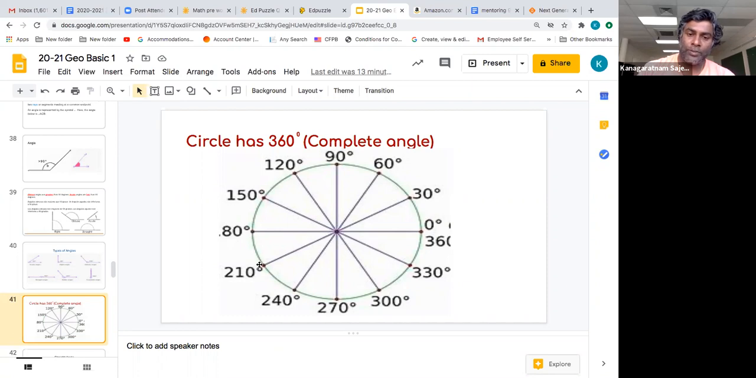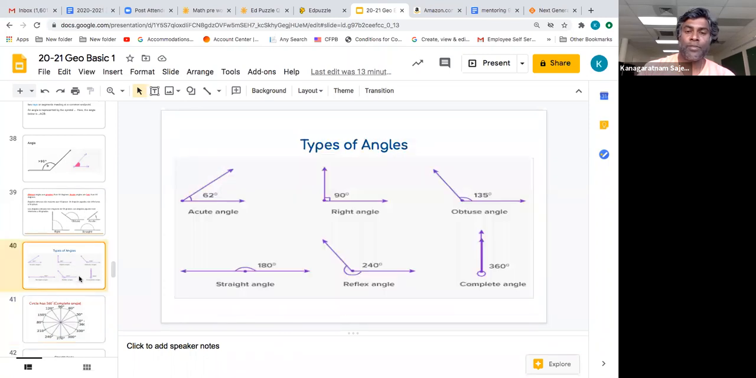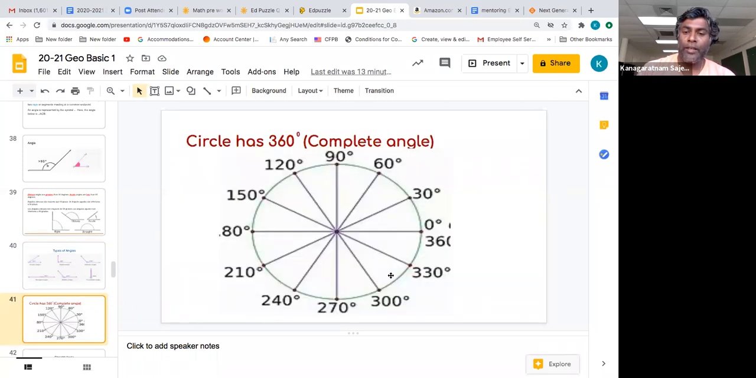And then it's going to be a reflex angle, which is more than 180 but less than 360, okay? So that's called a reflex angle. And then if you complete the cycle, you started from 0 and you are ending in the same place, you have 360 degrees, which is a complete angle, okay?